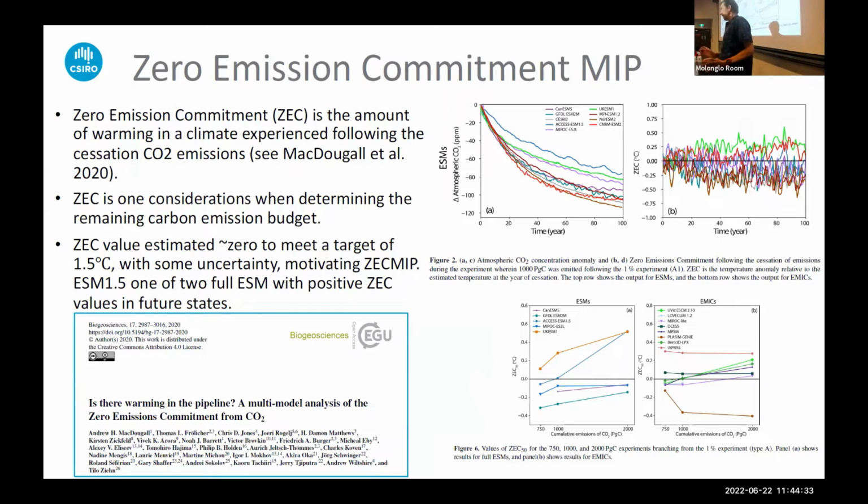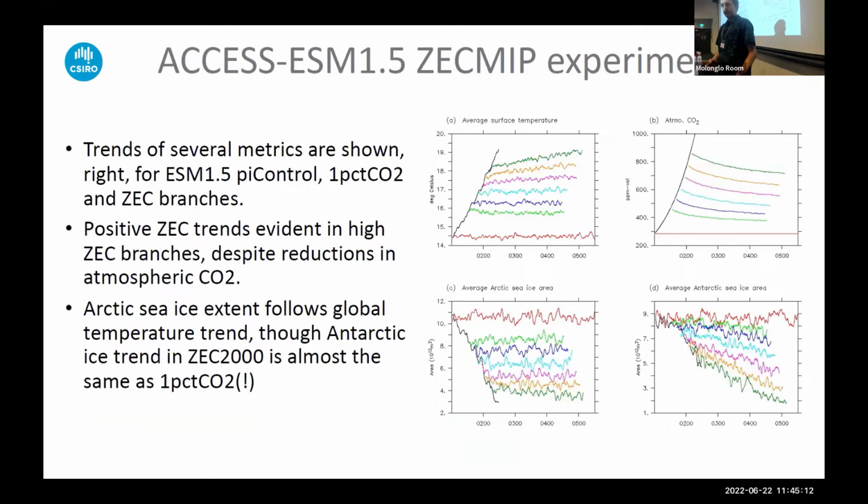So the top 2 panels are showing a whole bunch of models that did the main experiment, which was 0 emissions after 1,000 petagrams. Second tier experiments were after 750 petagrams, a little bit smaller, and then also another experiment after 2,000 petagrams. And the summary result is that it's neutral. Some of the models were showing decreasing temperatures after 50 years, but some, including ACCESS, showed increasing temperatures, particularly for these higher branches. ACCESS being one of those, and so hence the interest is, what is going on here?